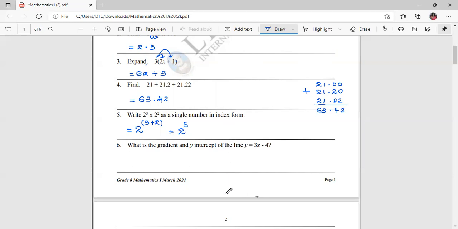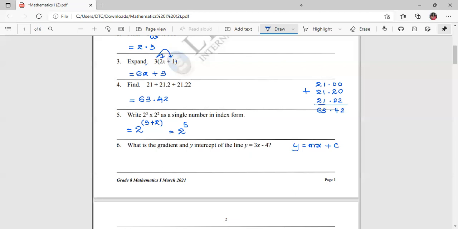What is the gradient and y-intercept of the line? Now, children, keep that in your mind. They are testing whether you know this formula: y = mx + c. m is what? The gradient. And c is the y-intercept. That is the point where the line cuts the y-axis, right?